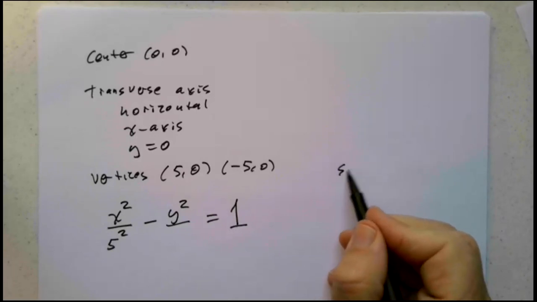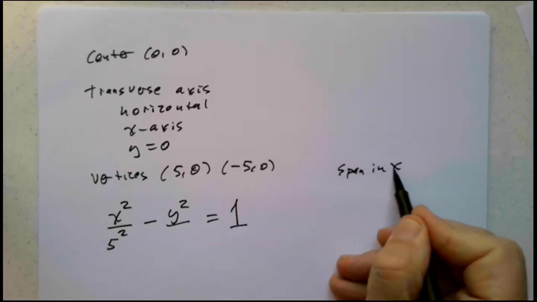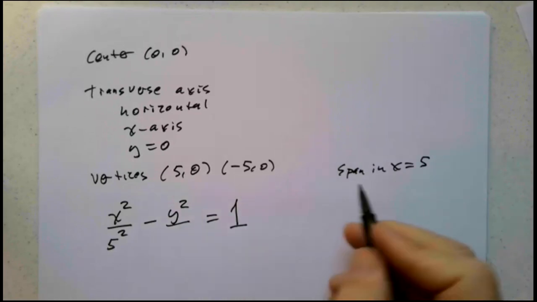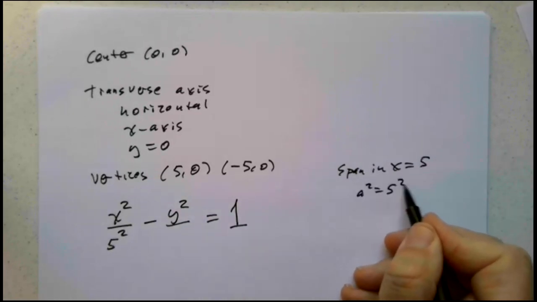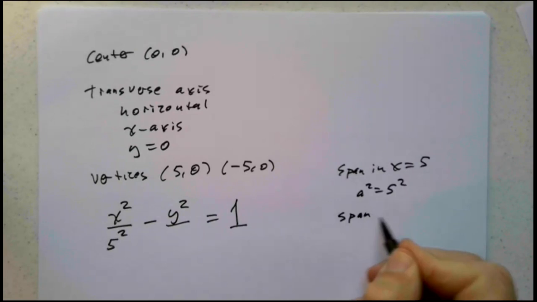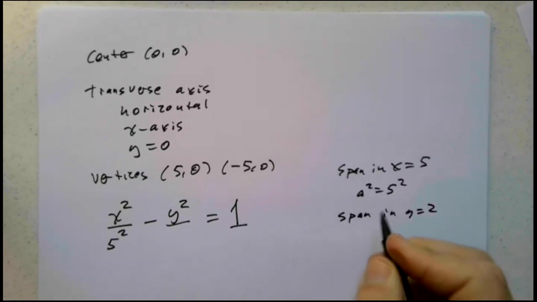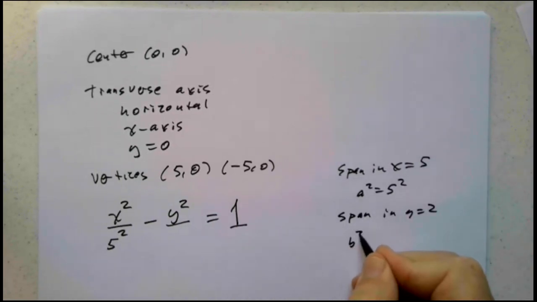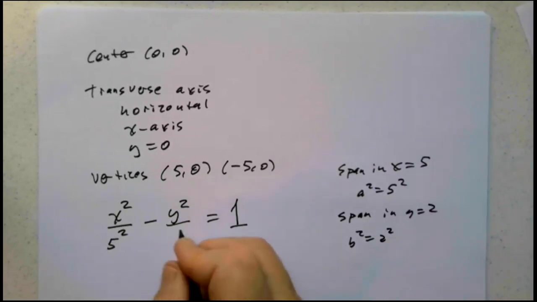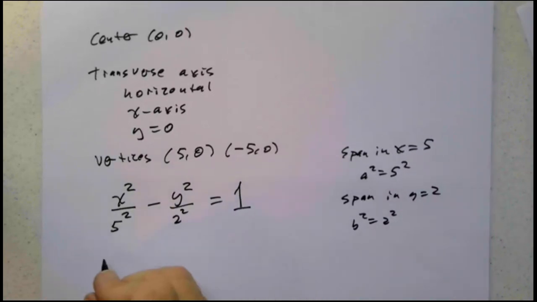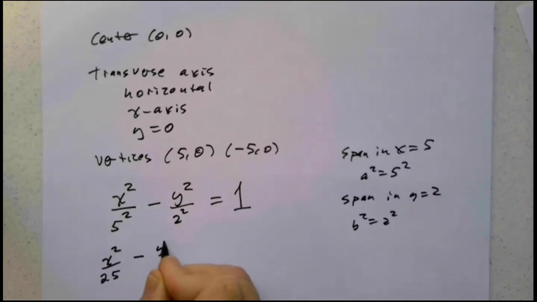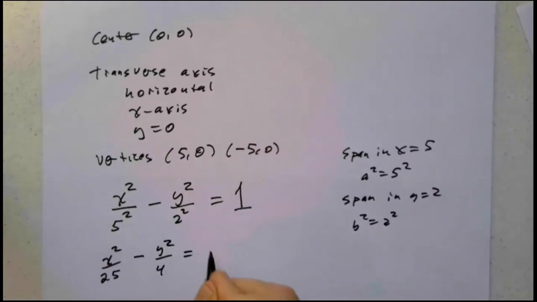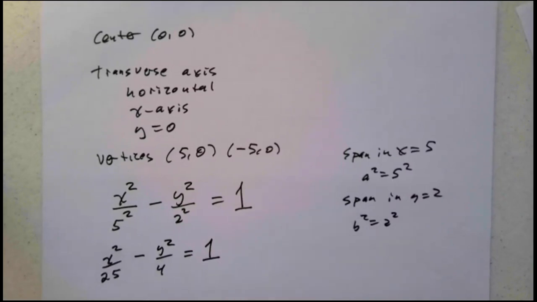So since we said the span in x was 5, that gave us a squared is 5 squared. The span in y is 2, so b squared will be 2 squared. So we have our equation now of our hyperbola: x squared over 25 minus y squared over 4 equals 1. We also want to get the equation of our asymptotes.